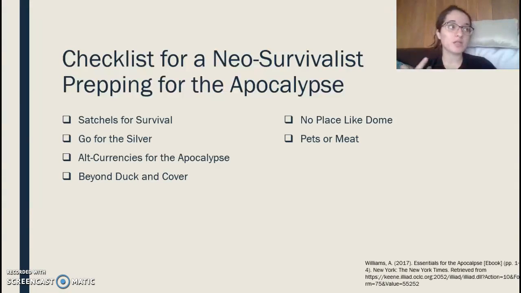Beyond duck and cover, which was something else the government was promoting, just duck and cover from the explosion, you'll live, which obviously is not the case. No place like Dome. Pretty much, very much promoted buying a fallout shelter, a dome. And then pets or meat. Unfortunately, do you save your childhood pet or do you eat it when there is nothing left for you to eat?